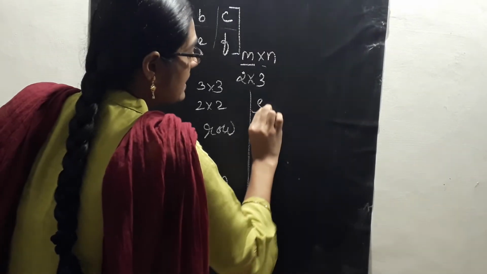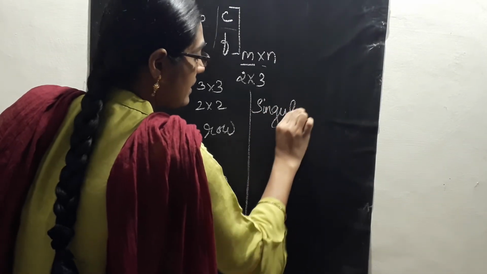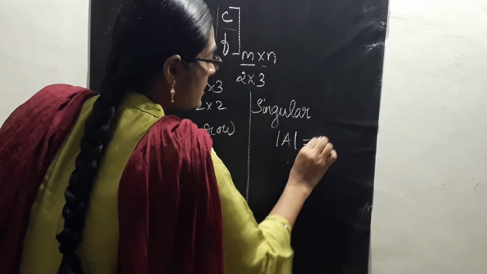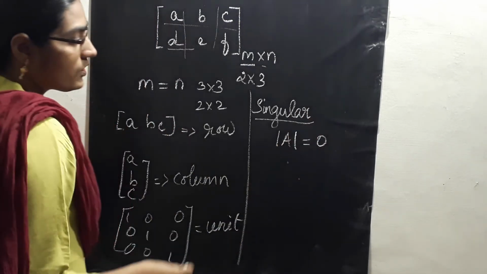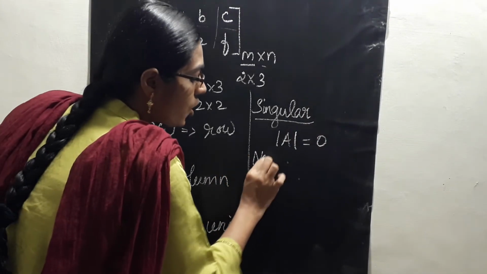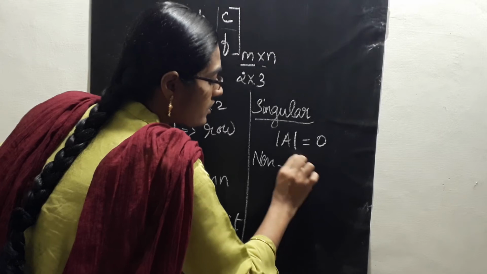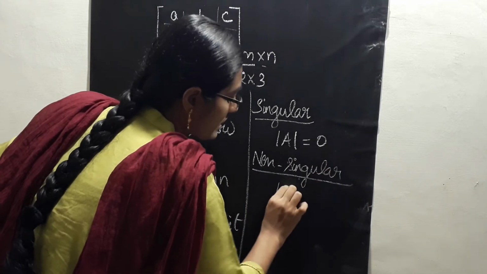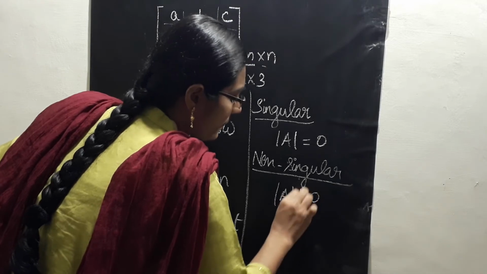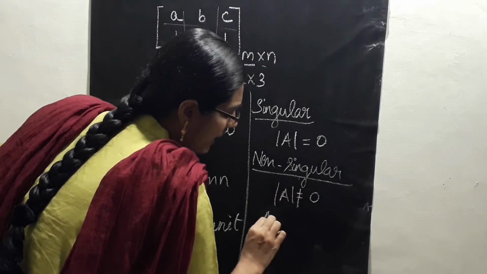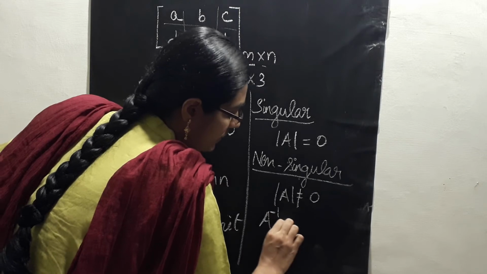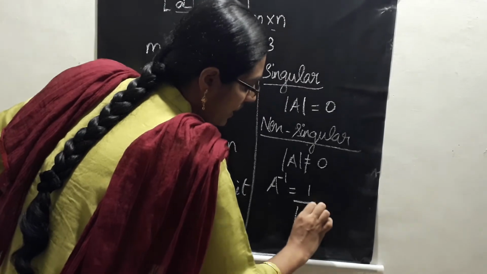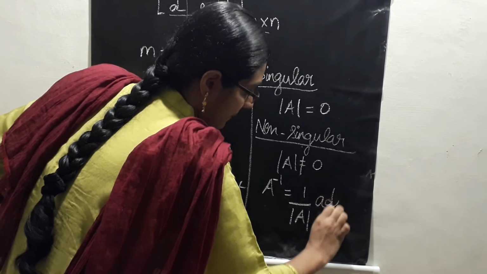And then singular matrix and non-singular matrix. Singular matrix means if determinant A is equal to 0, then that matrix is called a singular matrix. If it is not 0, then that matrix is called a non-singular matrix. For a non-singular matrix only, we can find the A inverse. The inverse matrix, A inverse, can be given by the formula 1 by mod A into adjoint A.